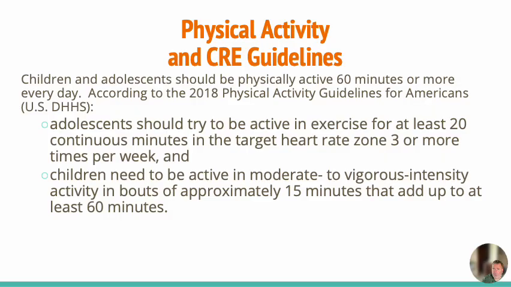Guidelines. Children should accumulate at least 60 minutes of activity daily. Usually this is done in shorter play bouts, maybe 5-10 minutes throughout the day. Adolescents need at least 20 minutes of continuous aerobic activity in their target heart rate zone 3 or more times weekly, in addition to daily activity.